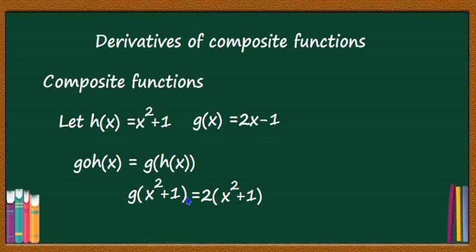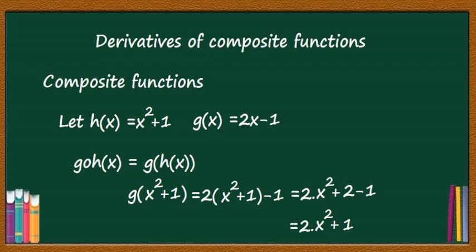That's why this will be equal to 2 into x square plus 1 minus 1, that is 2x square plus 2 minus 1. 2 minus 1 is equal to 1, that is 2x square plus 1. And this is the composite of these two functions. And if the function is of this type, that is both are algebraic functions, and it is possible to find the composite, you can simplify this and you can find its derivative easily.